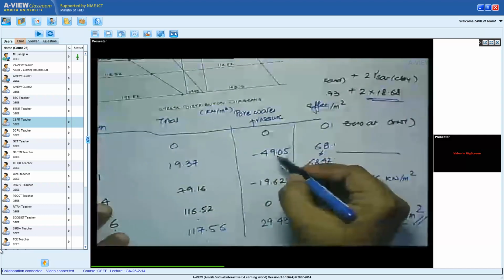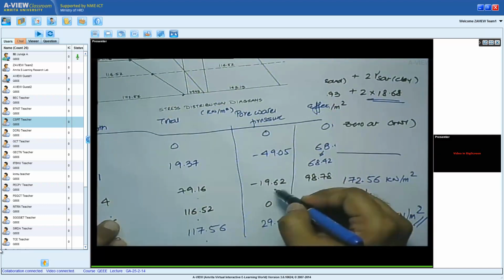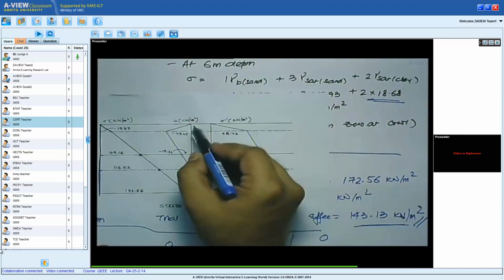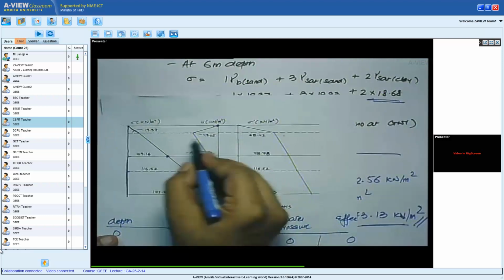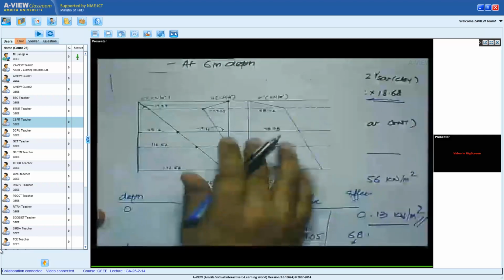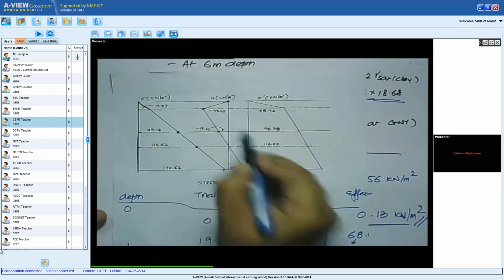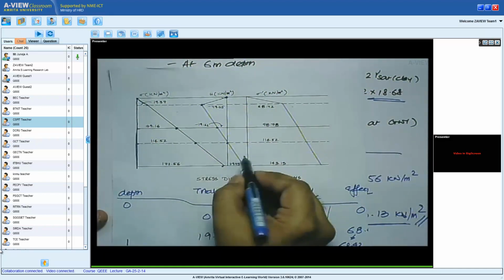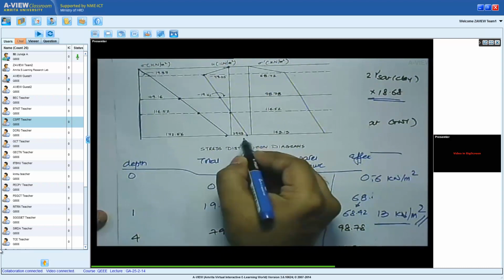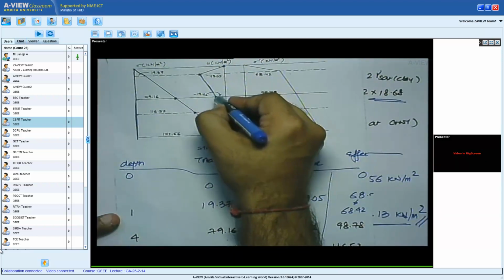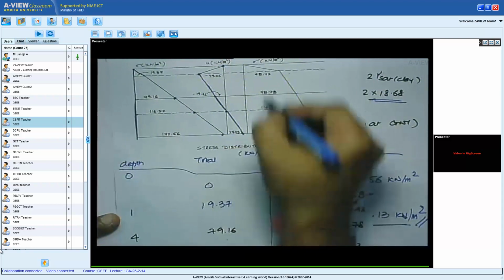Similarly, the second column was for the pore water pressure. So 0 meters, minus 1 meter, minus 4 meter, minus 6 meters, and minus 9 meter. So at 0 meter it was 0. Minus 1 meter it was minus 49.05. Minus 4 meters it's minus 19. At 6 meter depth it is 0. And at 9 meter depth it is 29.43. If I join all these by a straight line, this whole thing invariably gives me a straight line. I can use a ruler and join.